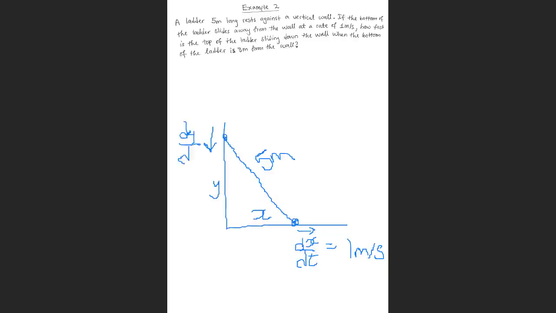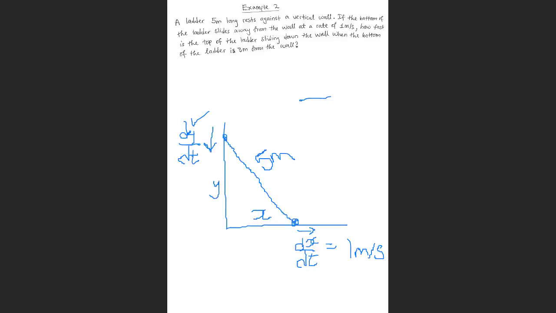So if we call this dy/dt, we know exactly that we're given dx/dt and we're looking for dy/dt. And then they say that this dy/dt you're looking for, what value is it going to be when the ladder is 3 meters from the wall? So they've given you some x value when the top of the ladder slides down. So how do we solve this?